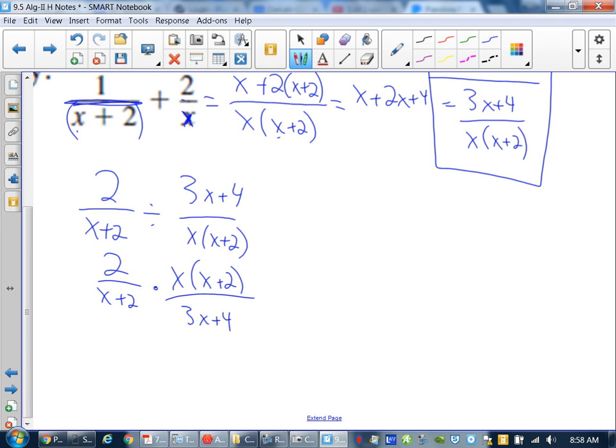And what drops then? The x plus 2's drop, and you get 2x over 3x plus 4. Get it done. What's that? Pretty much. Welcome to math. I know, right? And then pretty soon you'll be doing problems like that on the, simplify, verify. It's great.